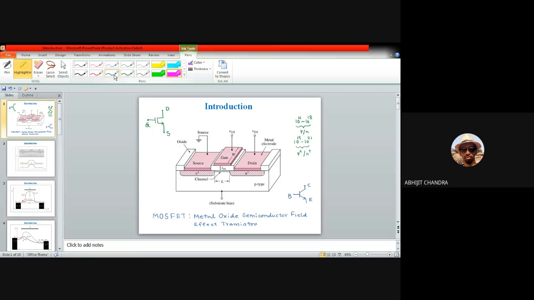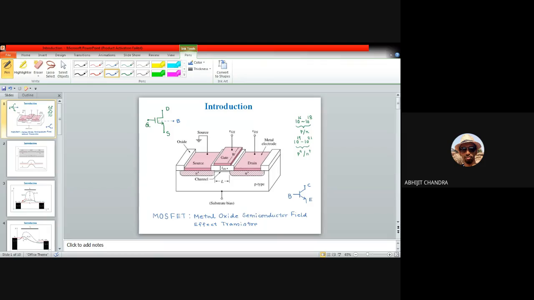In fact, we do have the fourth terminal over here, and gradually we will be observing what is the effect of this body terminal. And this is the fourth terminal of the device. For the time being, let us assume that this body and source are connected together. That means if the source is grounded, the body is also grounded. Later on, we will investigate what is the use of this body potential or bulk potential. So we do have the fourth terminal, and to make sense, we have considered this terminal to be B. That means B stands for body or bulk.